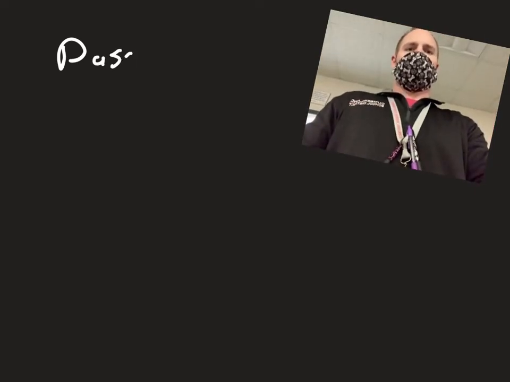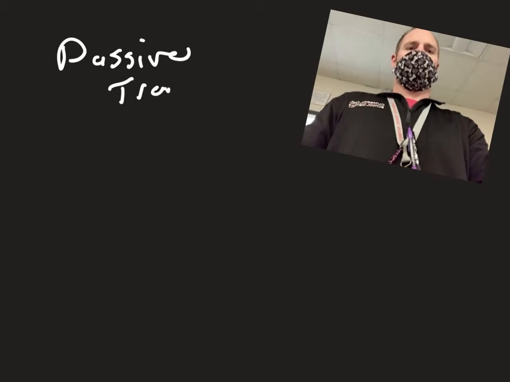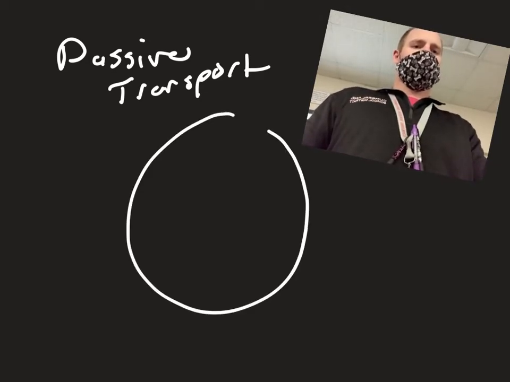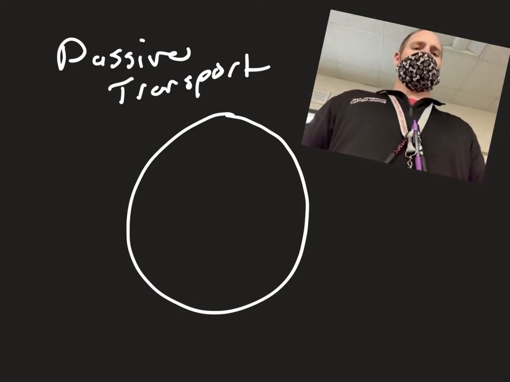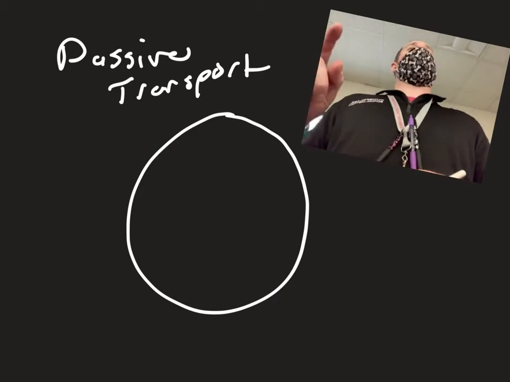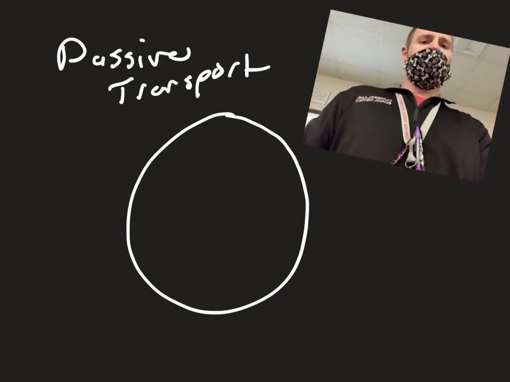Okay, so guys, what we talked about yesterday was passive transport, right? And we said that passive transport... well, first of all, let me backtrack. We also said that the cell membrane has how many layers? Two. It has 2 layers.